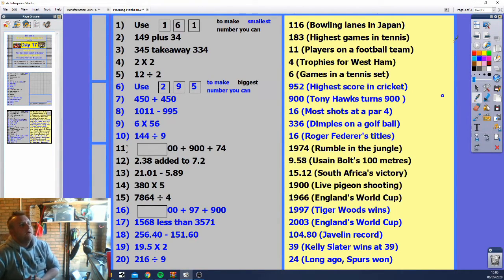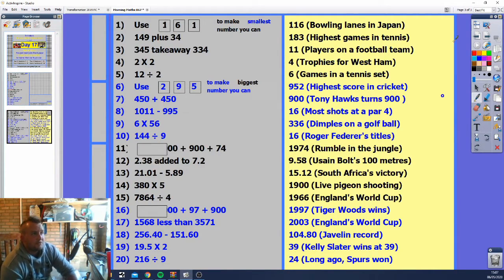Okay, so the answer of 116 is the number of bowling lanes in the largest tenpin bowling place ever. 183 is the highest number of games played in table tennis. Two guys played, I think it was a Wimbledon game, 183 games. It's crazy. I think it lasted over 3 days. 11 is the amount of players on a football team. That's a nice and easy one. 4 is the number of trophies West Ham have won in their career, in their lifetime.